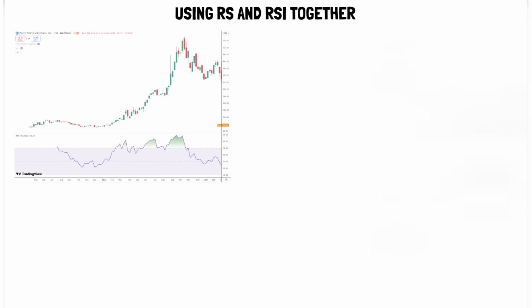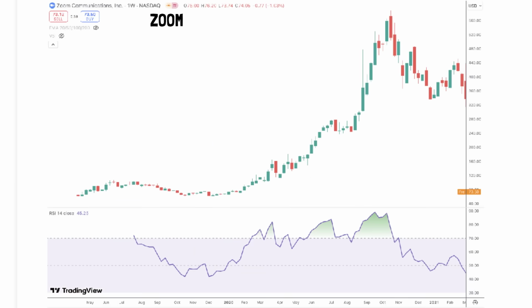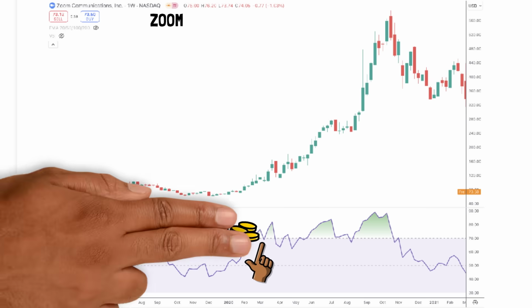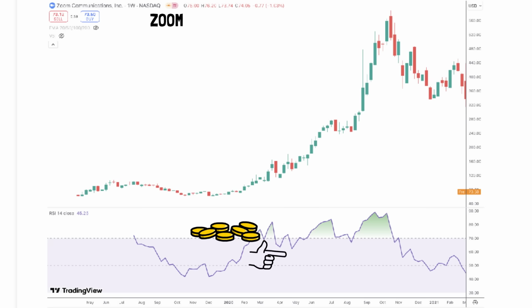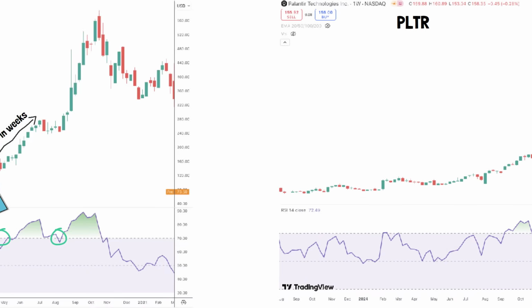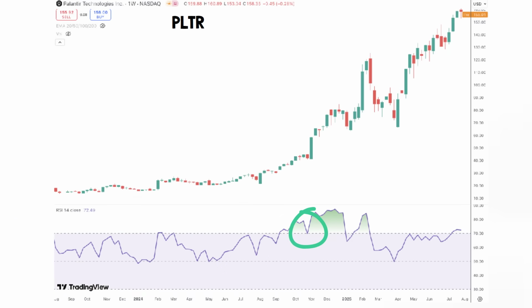Going back to Zoom, it showed overbought readings above 70 on the weekly RSI in mid-February 2020. The proper approach is to wait for the RSI to drop back below 70 and then start building positions, completing your position when RSI returns above 70. Zoom offered 4 such pullback opportunities, with the second being most rewarding, as the stock surged over 150% in just a few weeks. Palantir provided 2 similar opportunities during its massive run.